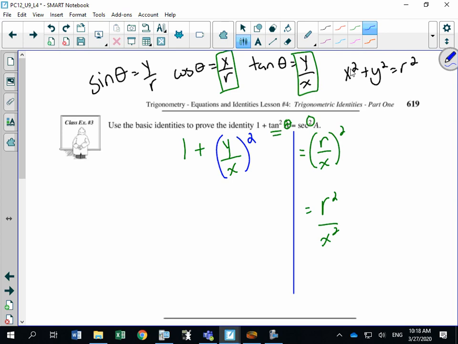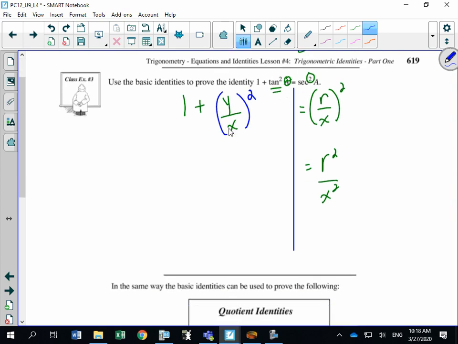Okay, so what would we get? 1 plus y over x squared. So that would be 1 over 1 plus y squared over x squared. A lot of fractions we're going to be dealing with when we deal with identities, so you have to be very comfortable with fractions. Normally I would give you a question like this on your next quiz and I'd say it's a no calculator quiz.